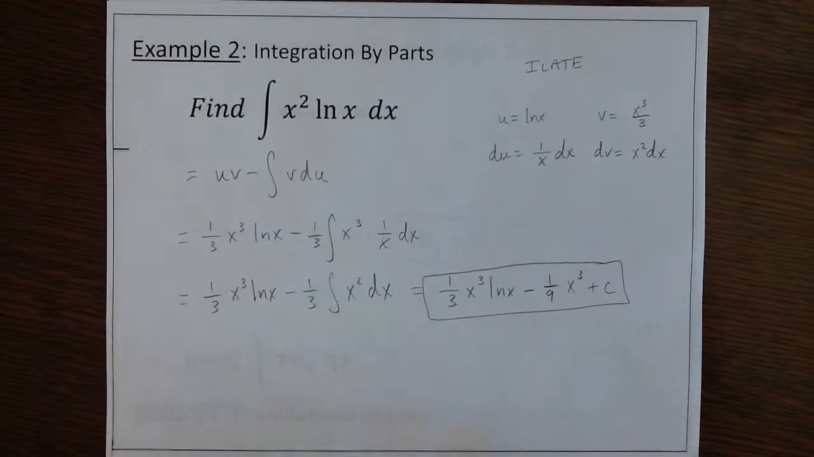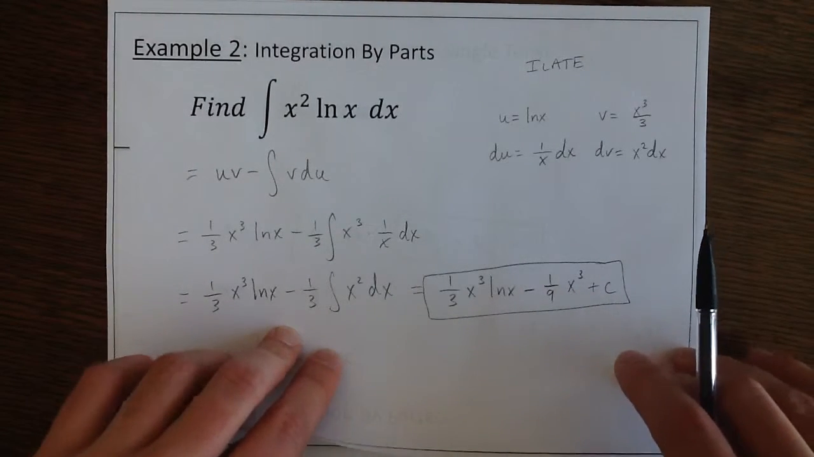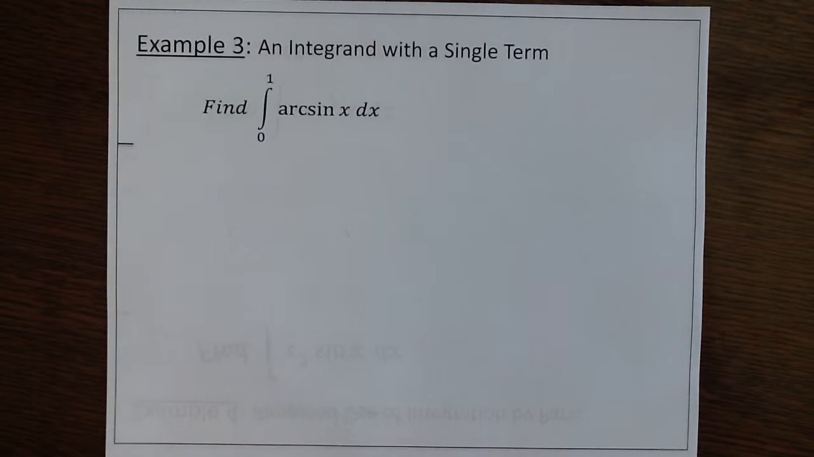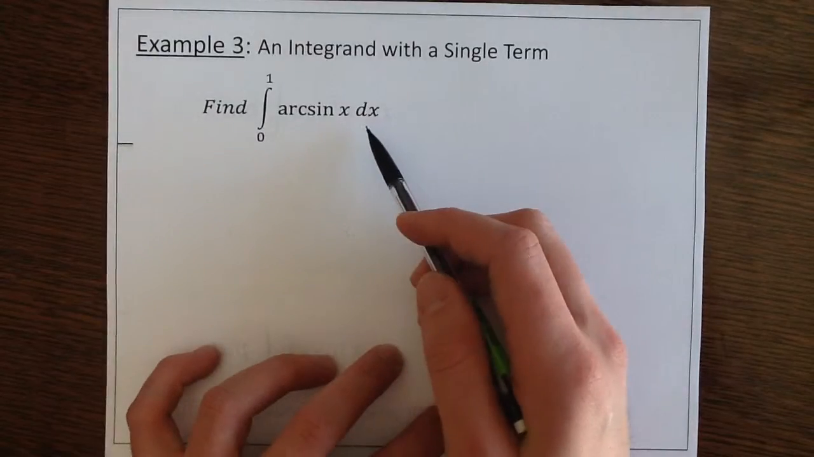That being said, let's see if we can do one more example, and that would have been what we completed on Thursday before we left class. So the last example we would have done on Thursday before we left class is this one here, and this would be arc sine of x dx.